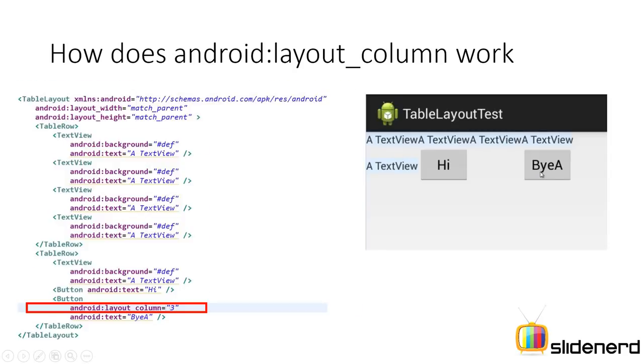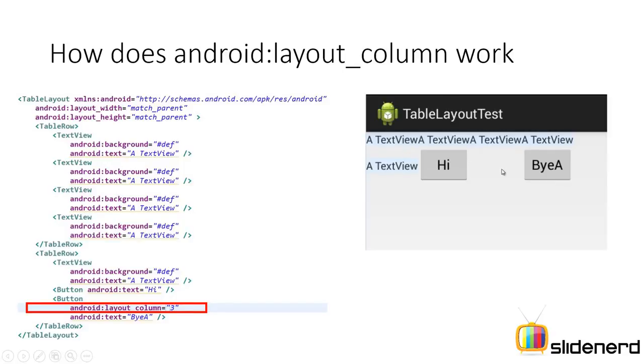I'm going to put the button under this text view by using this attribute called android:layout_column equals 3. Now you can see what layout column does. Very simple. It specifies the column number inside which your view should appear. For example, here when I said android:layout_column equals 3, I'm putting this button inside column number 3, which is 0, 1, 2, 3.